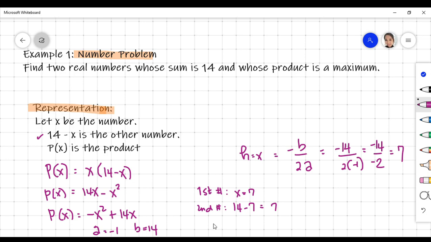Okay, so the maximum product, which is 7 times 7, that is 49. So, since we are asked to find the two real numbers only, the two numbers are 7 and 7.